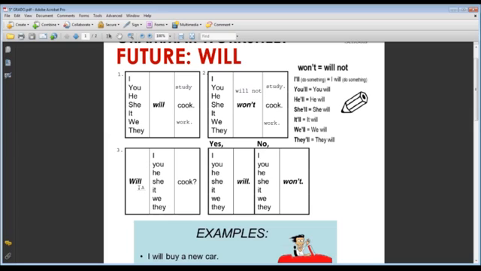Yes, no question. Will, the future will, the pronouns, and the verb. Don't forget the question mark. It's very important. Okay? If you want to make a question, you have to put the question mark. After the question, you have the answers, short answers, affirmative answers, and negative answers. Okay? For affirmative answers, you use yes. For negative answers, you have to use no.